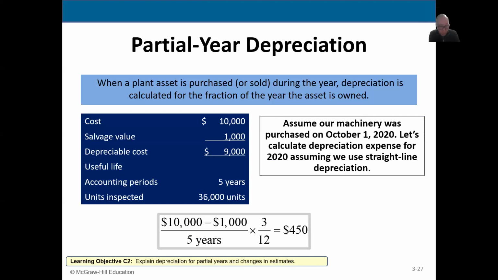How do you do it by month? Take the cost minus the salvage value to get the total depreciable cost, divided by the 5 years useful life, times 3/12. 3 months out of the year, right? To get $450. That's if we bought it and put it into service on October 1. You can figure it out by month.